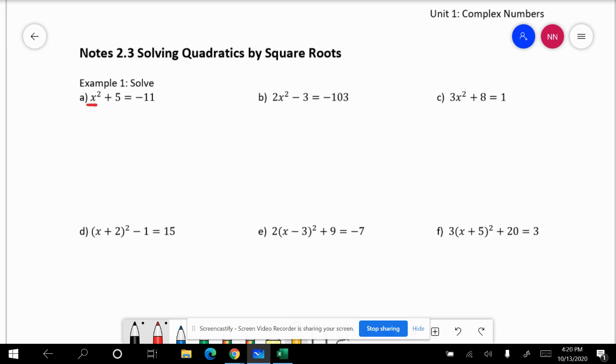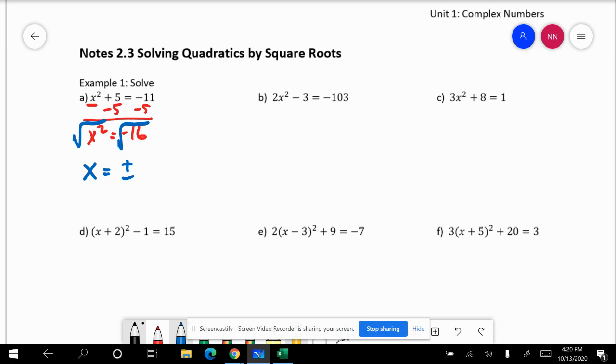Our first step is to get the x squared by itself by subtracting the 5. And we get x squared is equal to negative 16. Once the x squared is by itself, we're going to do the opposite operation of squaring something, which is a square root. Now, one thing that we always have to remember is that when we do a square root, there's a positive root and a negative root.